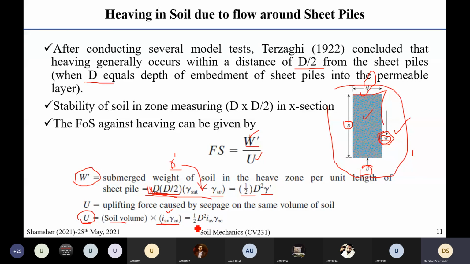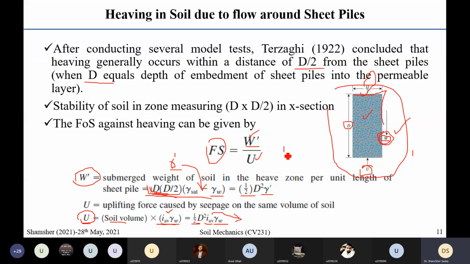And you know 1/2 d square is the volume of this wedge, multiplied by i average, the hydraulic gradient. As Fahad has told us, we need to draw the flow nets. Then using the flow nets, we can calculate the average hydraulic gradient. If we know the average hydraulic gradient, the unit weight of the water is known, and capital D is the embedment depth, so you can calculate the factor of safety.